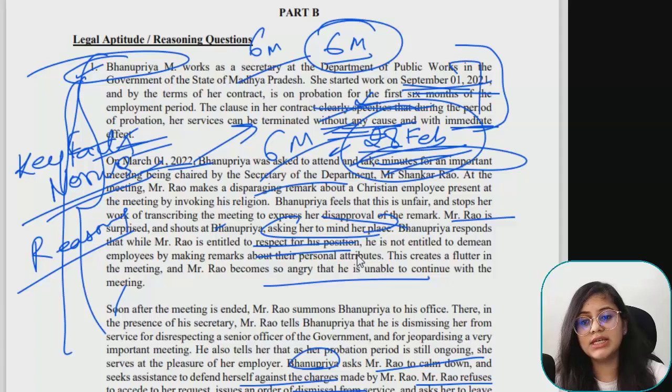So these can be your arguments for Mr. Rao. If you've tried to solve this paper and these arguments came to your mind, then this is well and good. And if you have any additional argument that came to your mind, then also it is very good.